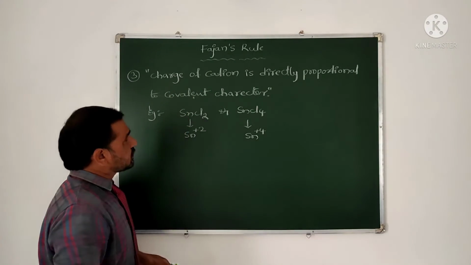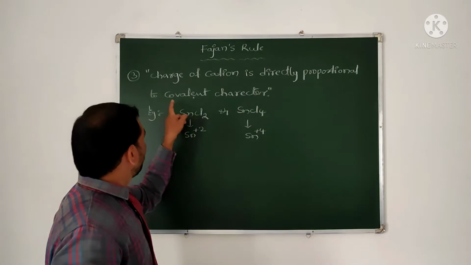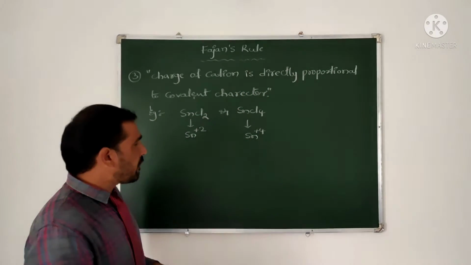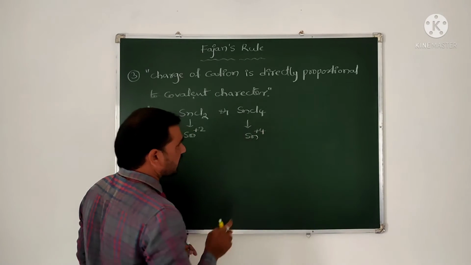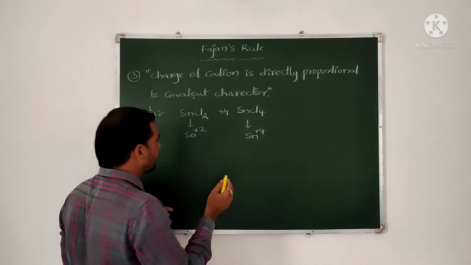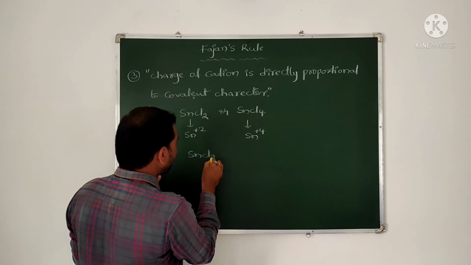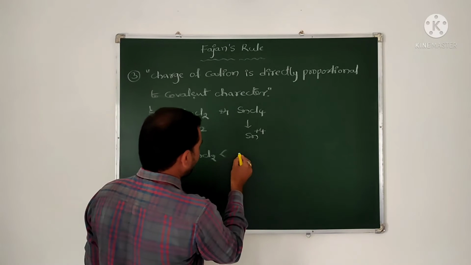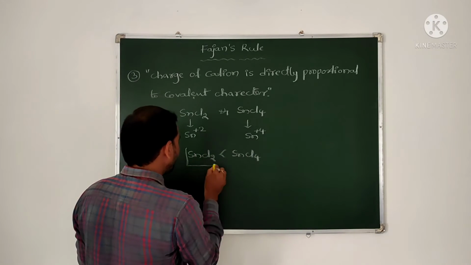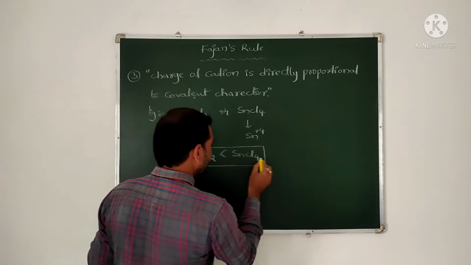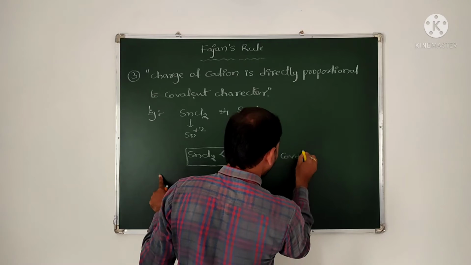With respect to this rule, charge of cation is directly proportional to covalent character. Among these two, Sn is in +4 oxidation state in SnCl4. Therefore, SnCl2 has less covalent character than SnCl4. Right. So this is the order about what, beta? Covalent character.